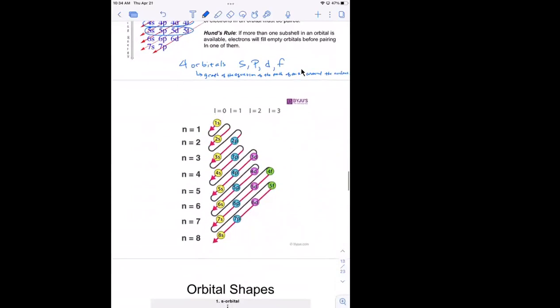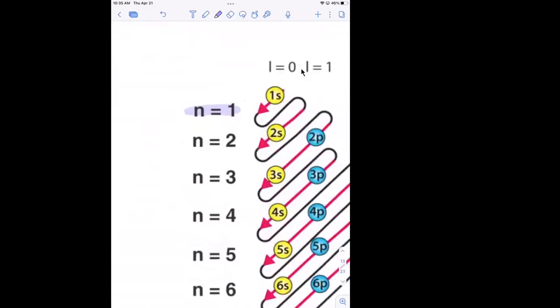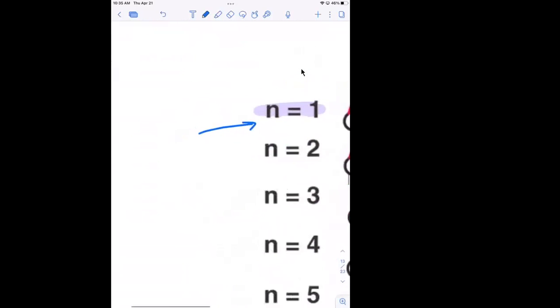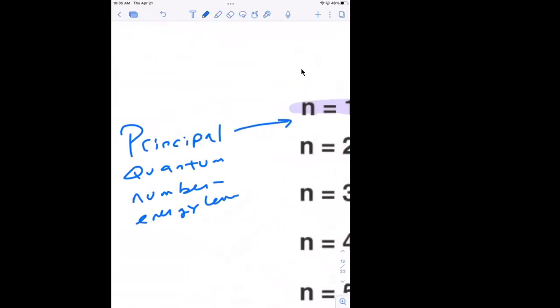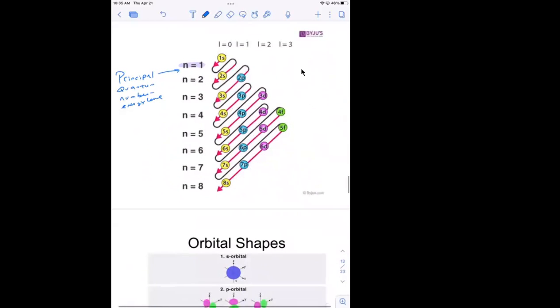All right, this is just another way to look at it. I thought this was a pretty cool illustration as well. And notice the number N. We're going to talk about it, but I can introduce you to it now. N is what you call the principal quantum number. That letter N indicates the energy level, and as you go this way, energy is increasing.